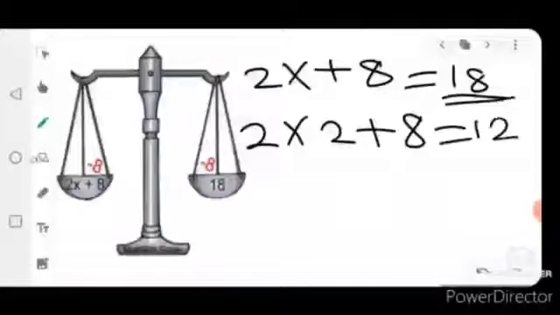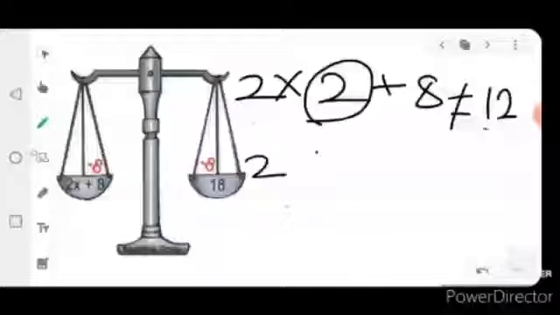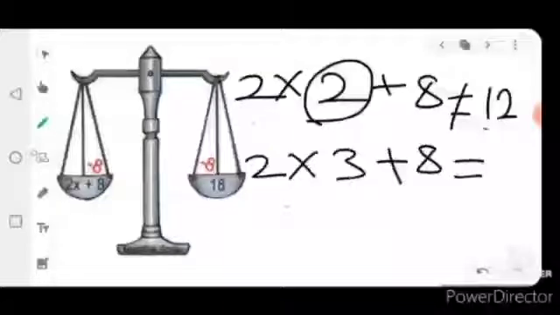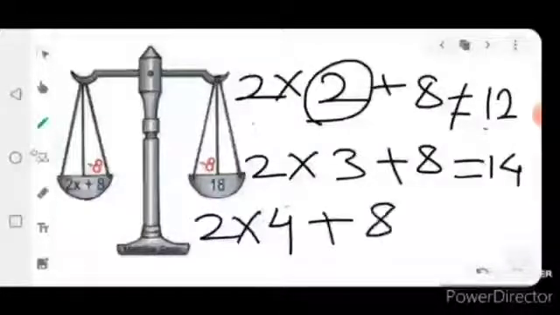Now the next. Put 3 in place of x: 2 multiplied by 3 plus 8. 2 3s are 6, 6 plus 8 is equal to 14. This one is also not equal to 18. Now 2 multiplied by 4: 2 4s are 8, 8 plus 8 is equal to 16.